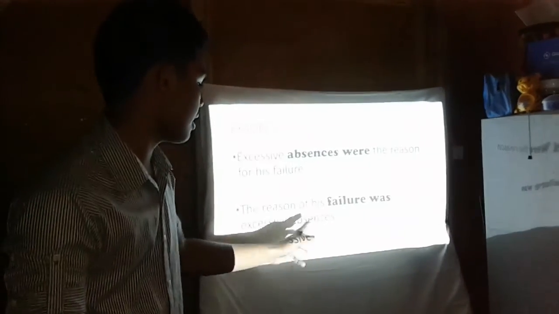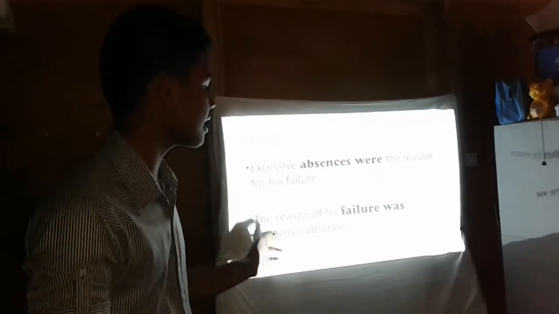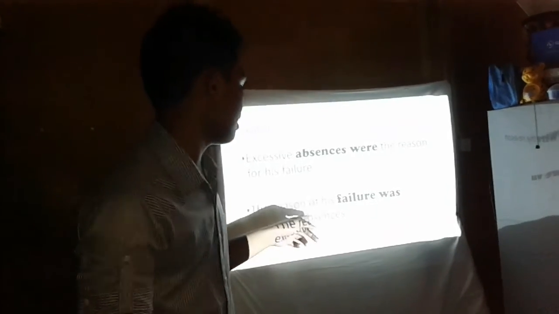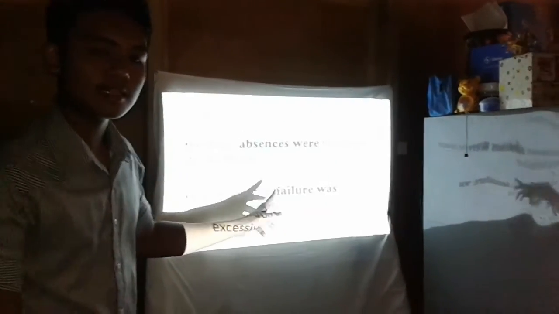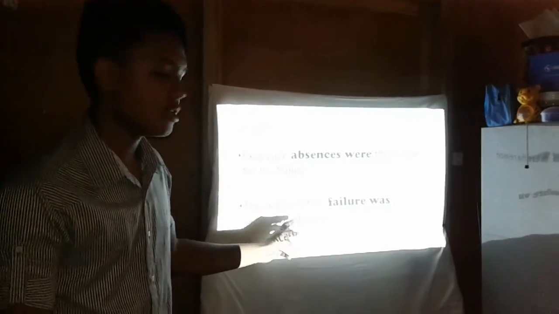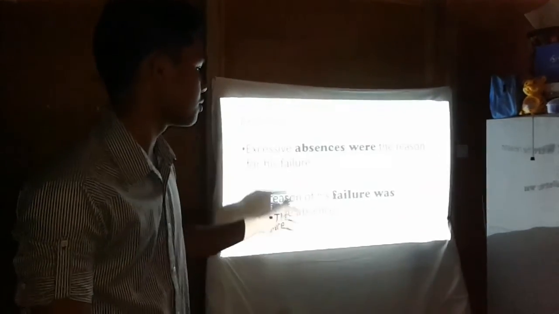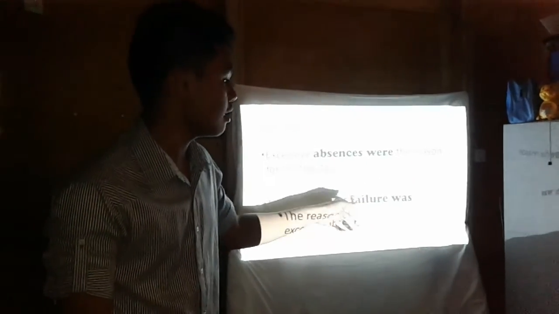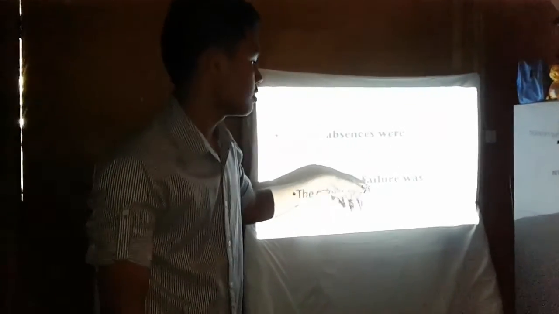But in the second example, the reason for his failure was excessive absences. The reason for his failure is the subject here, and the complement is excessive absences. So it affects the agreement, basing on what sentence or words that we use. Failure is a subject and not in a plural form. So it is singular and corresponds to a singular verb.